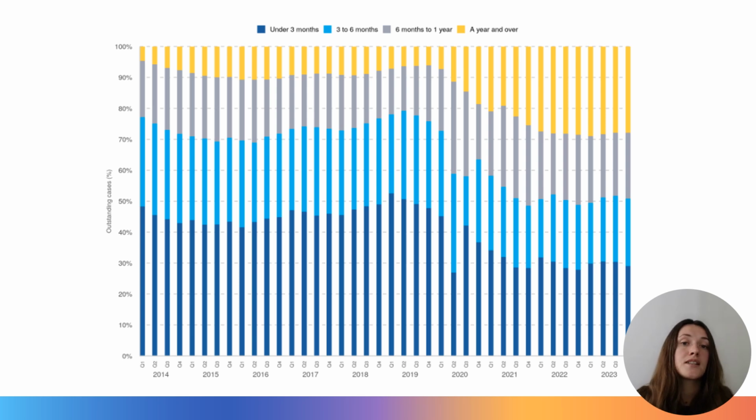This example is taken from the Criminal Court Statistics Quarterly, and it shows the proportion of outstanding cases at the Crown Court grouped by the age of the case, so how long it has been through the court system, between 2014 and 2023. Starting with the good parts of this graph, it shows the data in a pretty clear way.